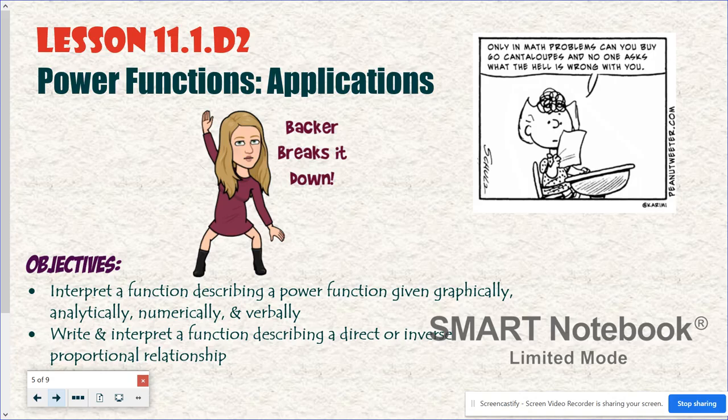So we're just going to take that one step further. Let's just take it one step further, okay? You can write those power function variation equations. That's the first step. That's what you need, okay?